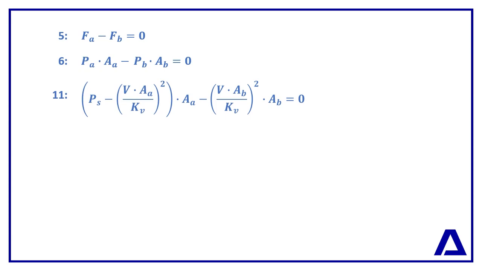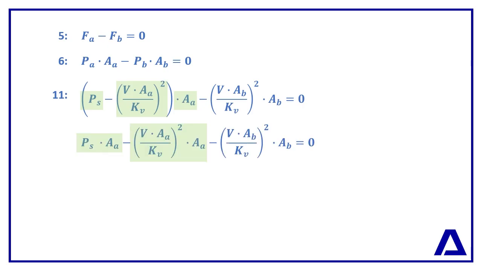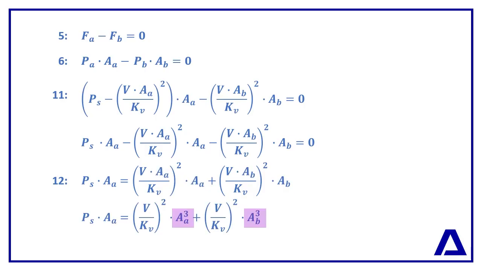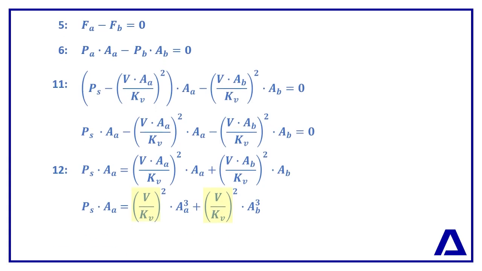Now, multiplying area A with both terms in the parentheses gives us an intermediate equation. Moving the rightmost terms to the other side gives equation 12. Multiplying the area A's and area B's together give this, with the area A's and area B's cubed. And consolidating V over KV squared gives equation 13.